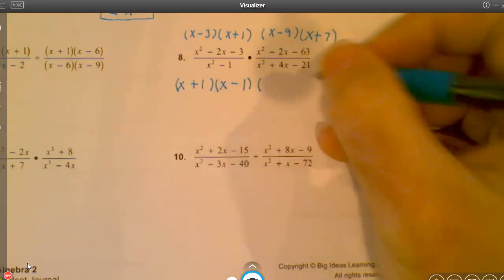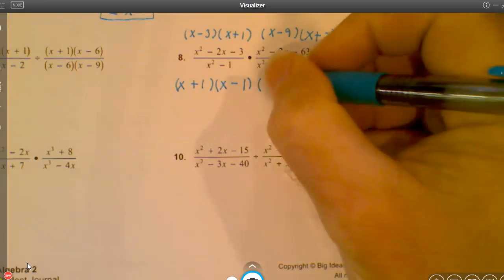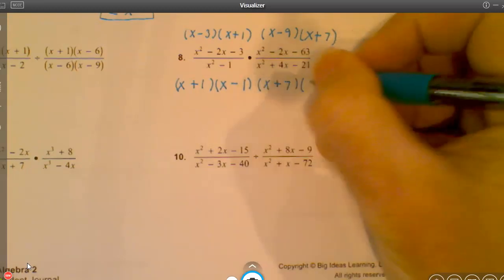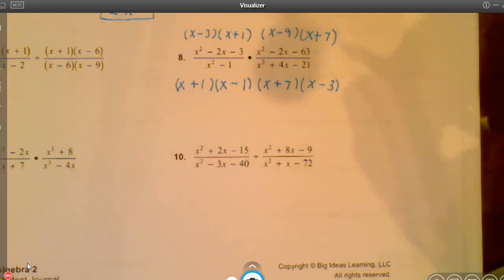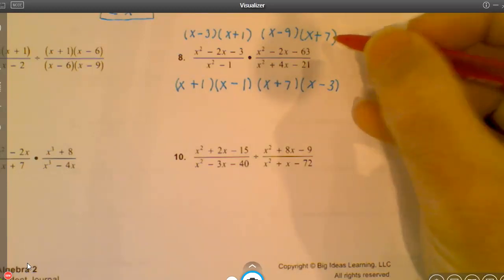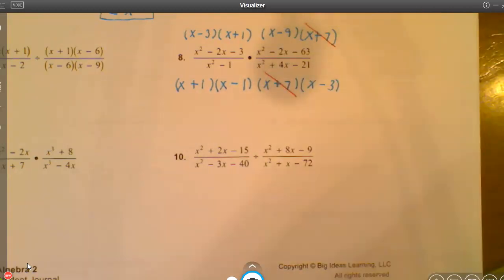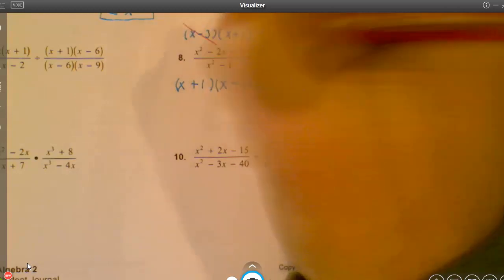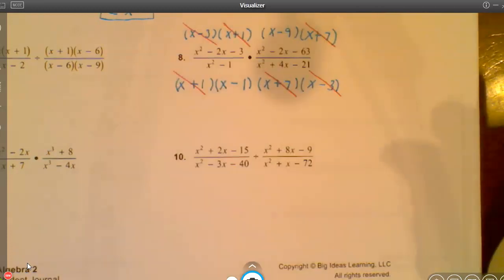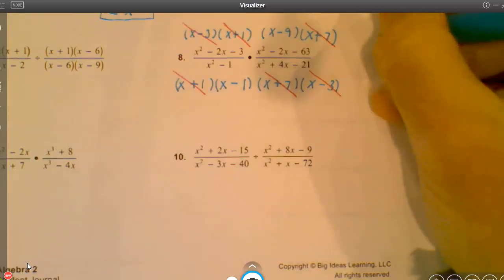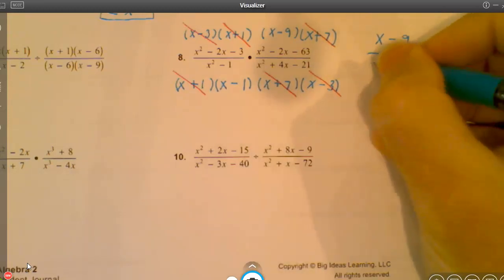Again, down here, numbers that multiply to be -21, that would add to be 4, would be 7 and 3. So let's do x plus 7 and x minus 3. And so now everything's been factored, just looking to reduce our common factors. So you can see I have an x plus 7 on top, I have an x plus 7 on bottom. Those guys can go. I have an x minus 3 and an x minus 3. Those guys can go. I got an x plus 1 and an x plus 1. Those guys can go. All I am left with is an x minus 9 on top and an x minus 1 on bottom.